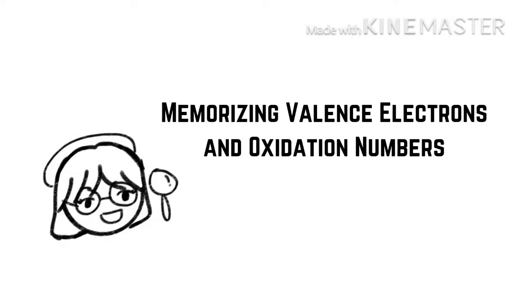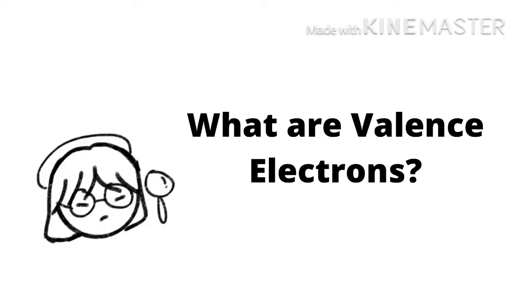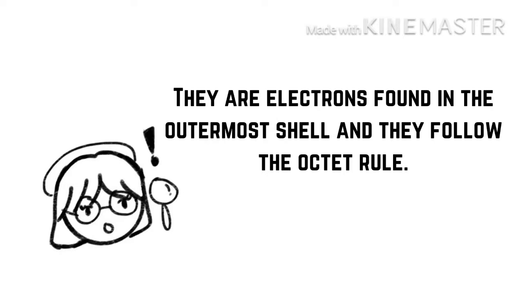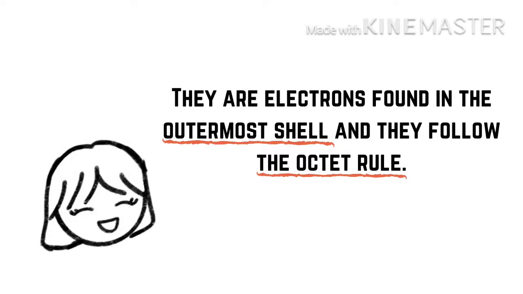Okay, so let's start with me trying to memorize valence electrons and oxidation numbers. To start off, what are valence electrons? They are electrons found in the outermost shell and they also follow the octet rule. The keywords are really simple. Valence electrons are electrons found in the outermost shell and octet rule.